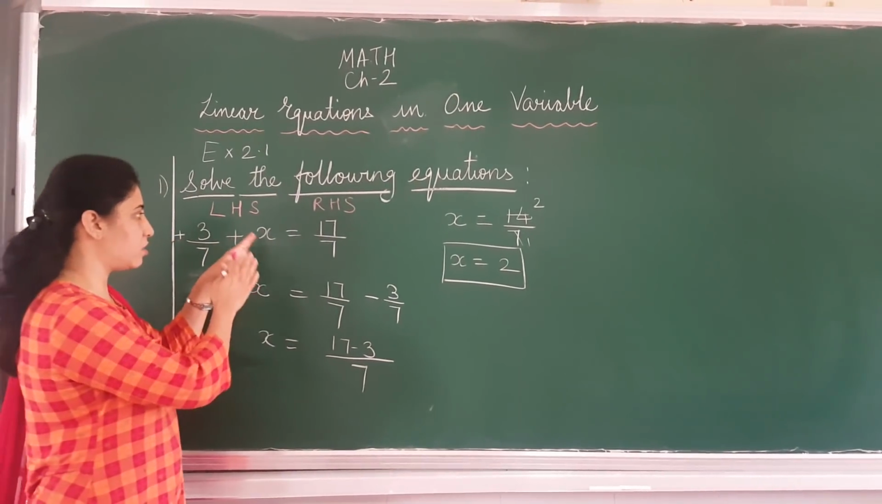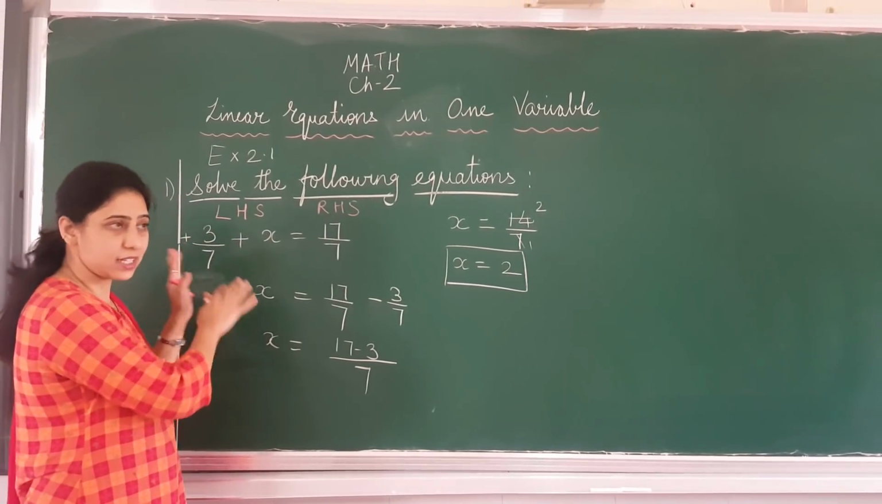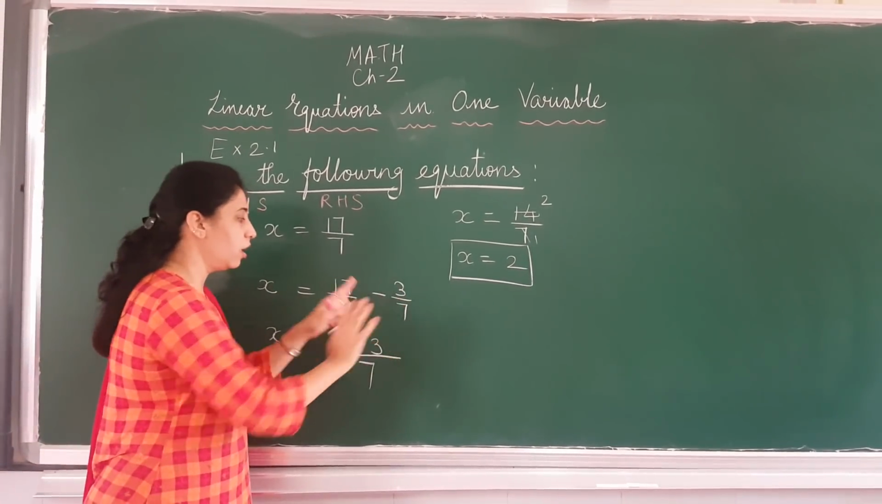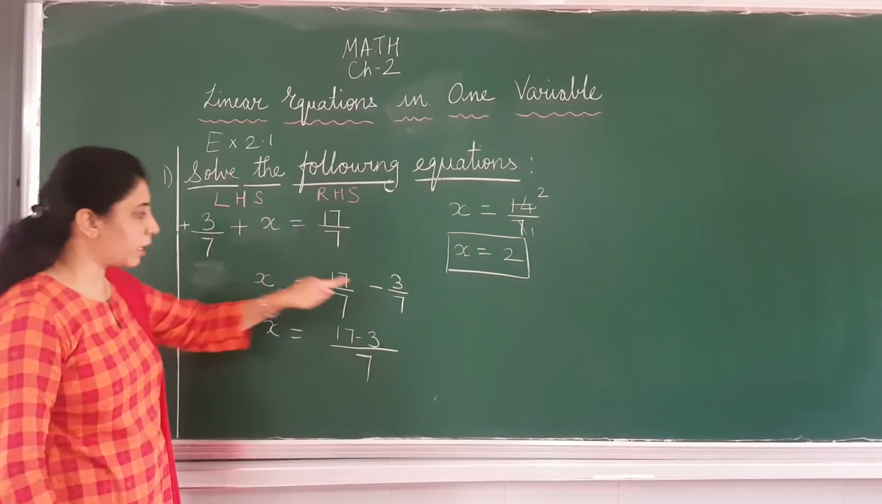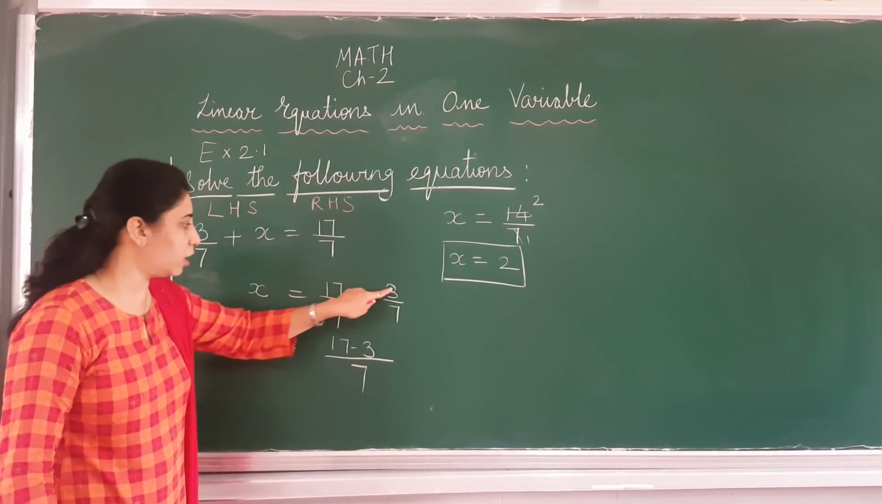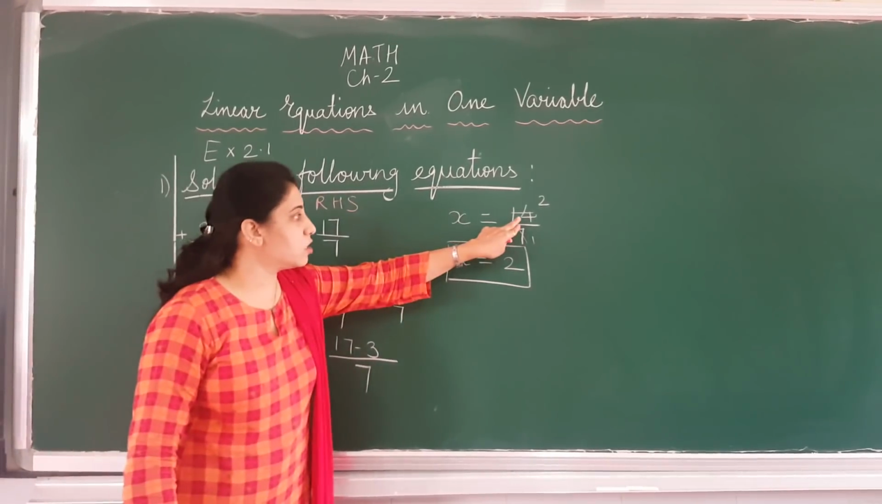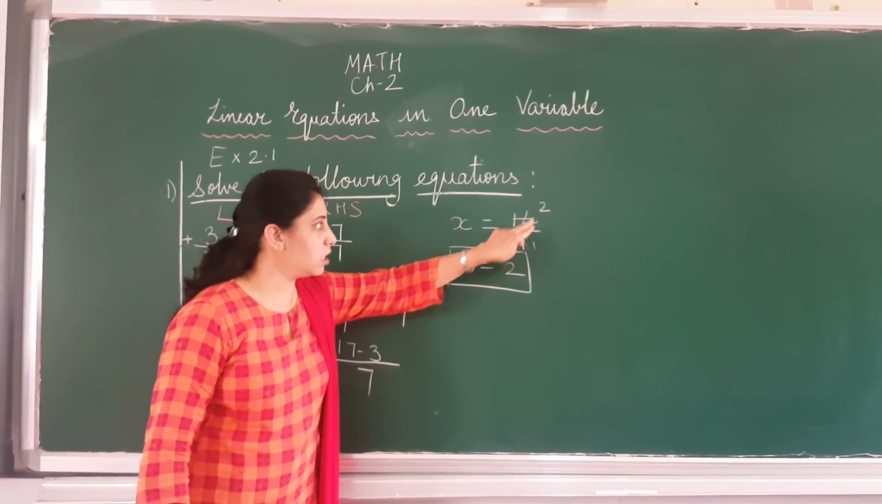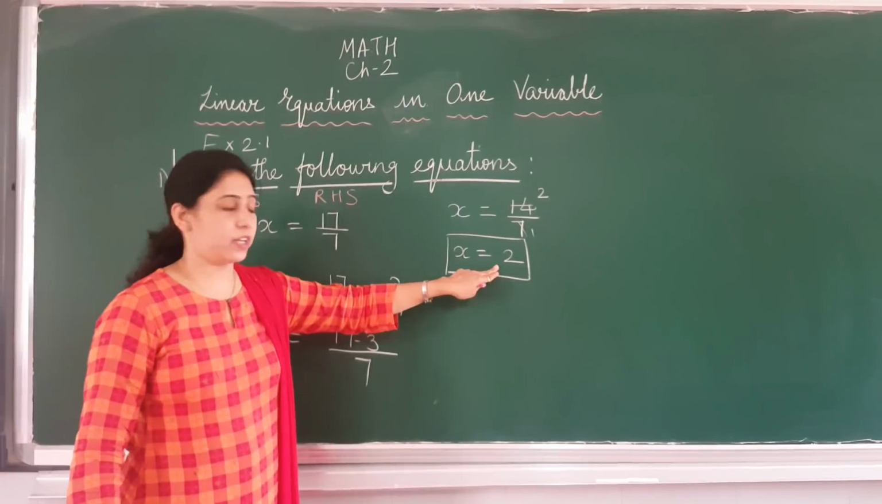Nothing else I have done. I have just kept x on the left hand side and the rest of the things are shifted to the right hand side. Plus will become minus. The denominator is the same, so take it as common. 17 minus 3, your answer is 14. 14 upon 7, 7 twos are 14. The value of x is 2.